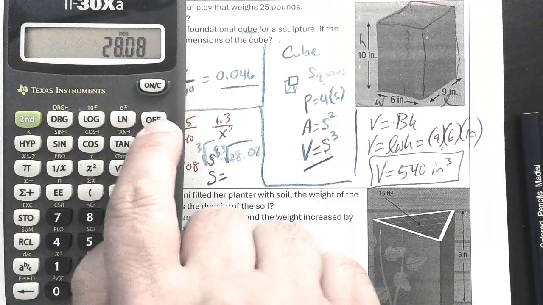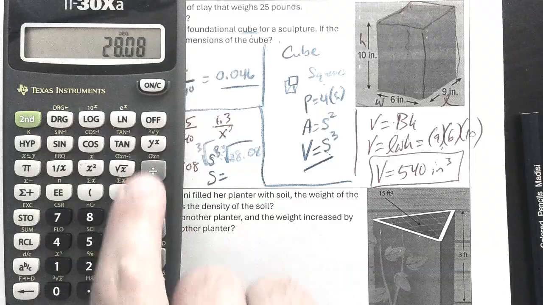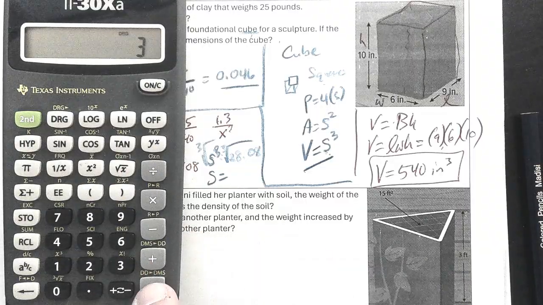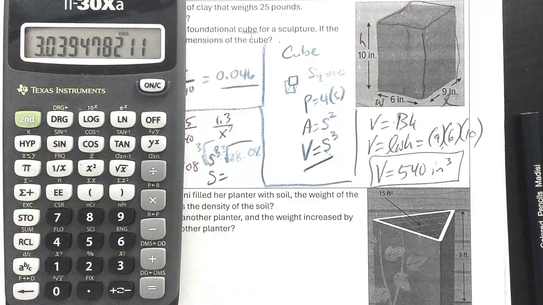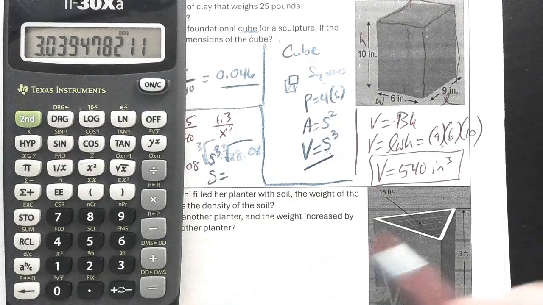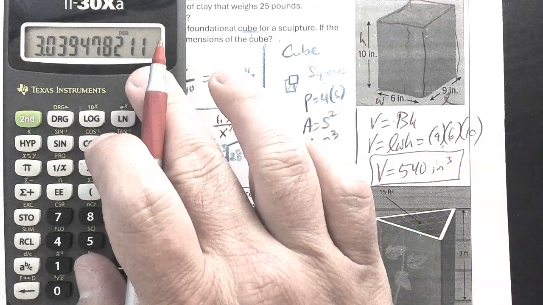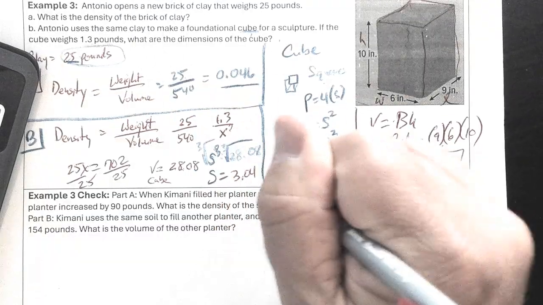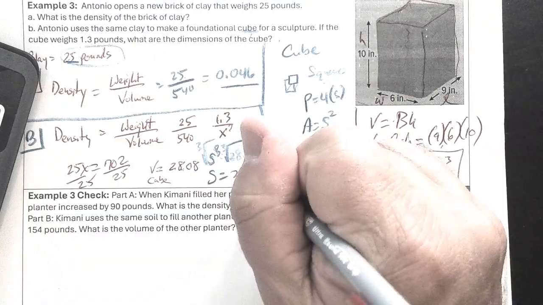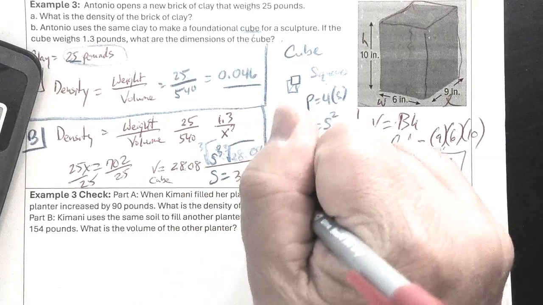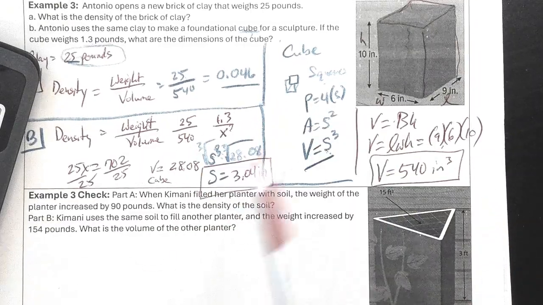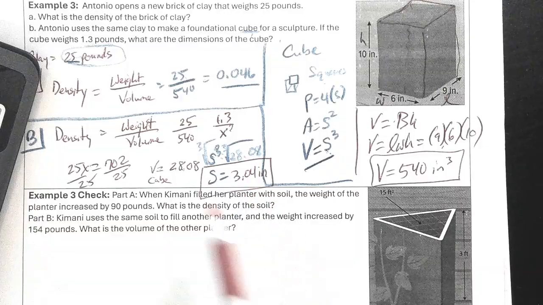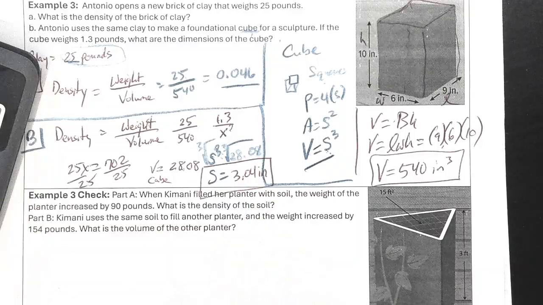So we hit the green button. Now we're telling it we want to take the root, but what root? We want the cube root, and then we hit equals. And it's 3.039. We're going to round it up and say that the side is 3.04, and that's in inches. So if he takes this clay and redoes it into a cube, each side would be 3.04 inches, based on the density and all that good stuff.